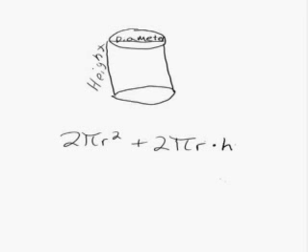The formula for finding the surface area of a cylinder is pi r squared times 2, plus pi times the radius times 2 times height, equals the surface area of a cylinder.